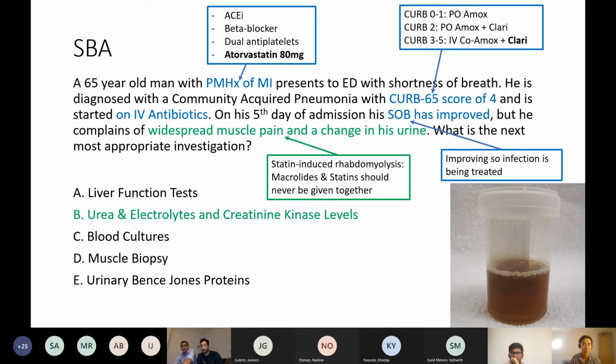So well done, Sarah and Prina, and well done to the 84% of you who probably just saw the brown coloured urine and went, "Oh, rhabdo." Good. But there's a learning point for you. Yeah, so I'll just trace you those steps.